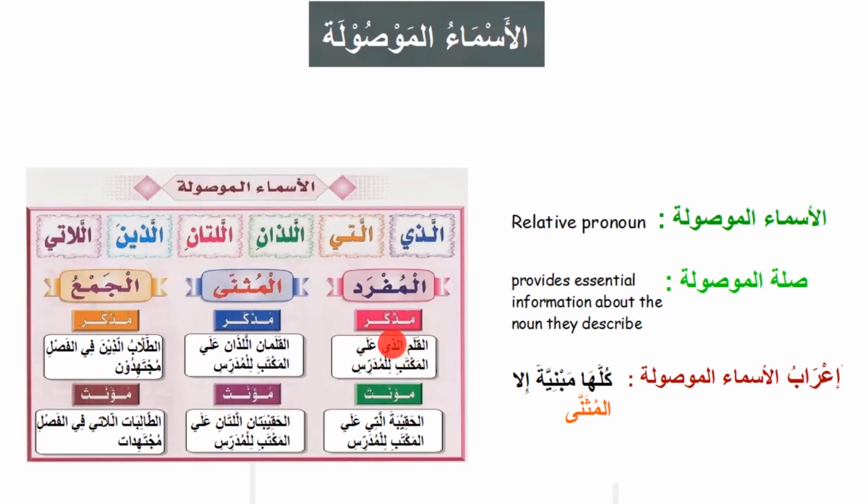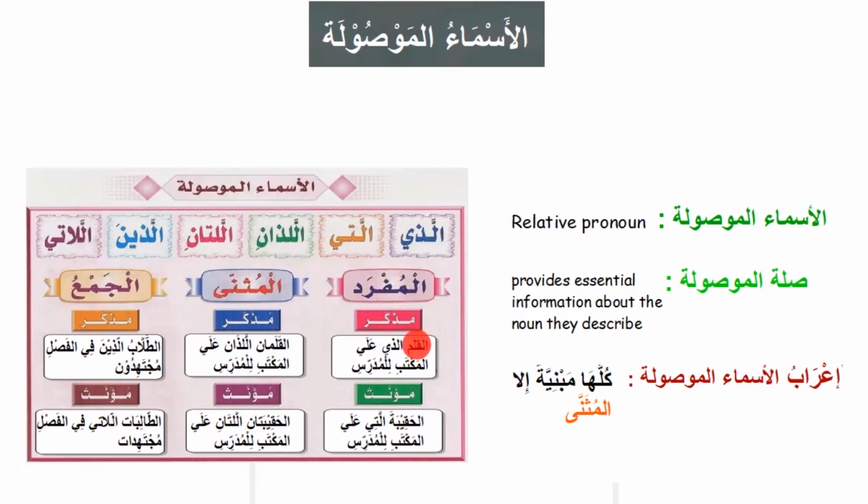So here, allazi, as you can see, this one, allazi, it is the what? The ism mawsula, the relative pronoun here. So the pen which is on the table. This one is the relative pronoun, and it is used for mufrad muzakkar. The allazi is used for mufrad muzakkar, as it is used for the pen.